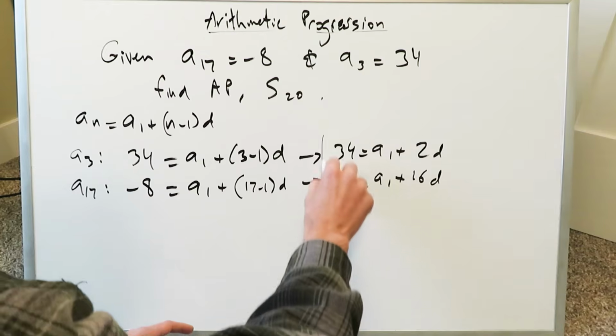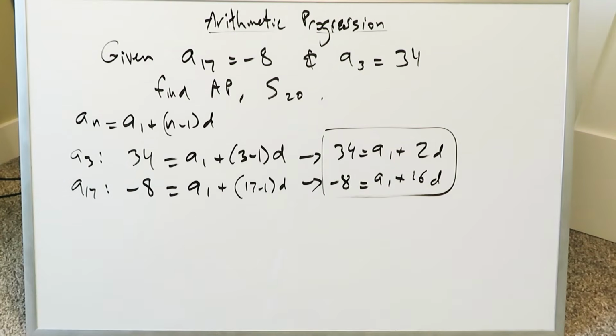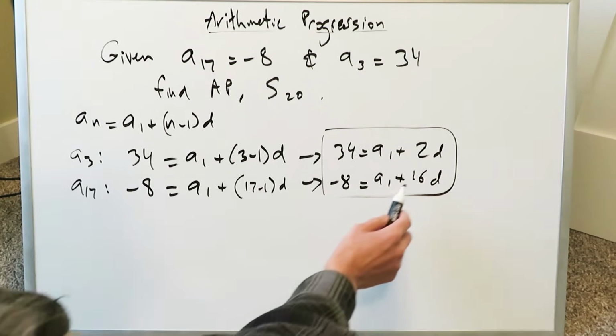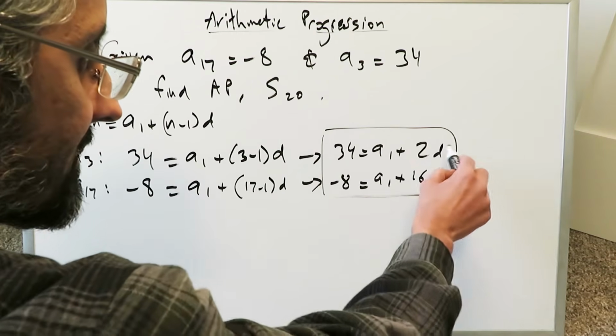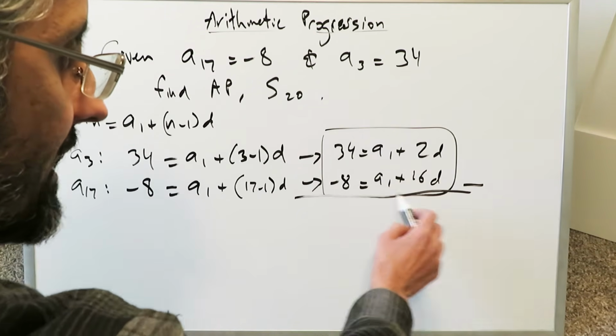Now what does this look like, all of this? It looks like a system of linear equations. You can do elimination over here and actually solve for d. If I were to subtract the second one from the first, what would I get?